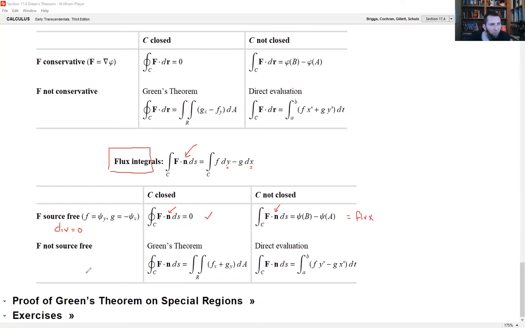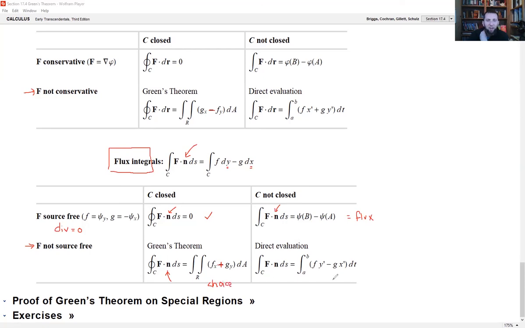If F is not source free, notice the parallel. This one is paralleling the idea of F being not conservative. Then you have your choice with Green's theorem. Here again, we could calculate it directly, or we could use Green's theorem and change it over for a double integral. In this case, notice you have the sum of the two partial derivatives, whereas above you had a difference, and the orders are reversed. So again, with Green's theorem, you have a choice of how to go about things, which is nice.